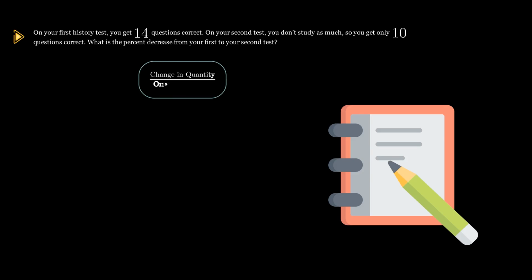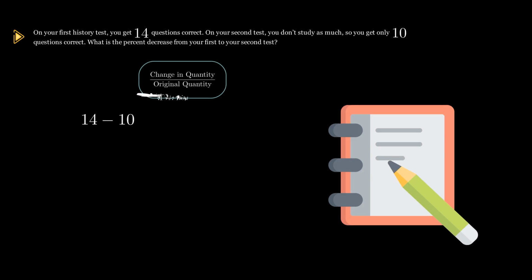Let's use the discussed formula to calculate the percent rate of change. The formula is the change in quantity divided by the original quantity. We can now substitute the values into the formula to calculate the percent rate of change. The change in quantity is 14 minus 10, and we know the original quantity is 14.